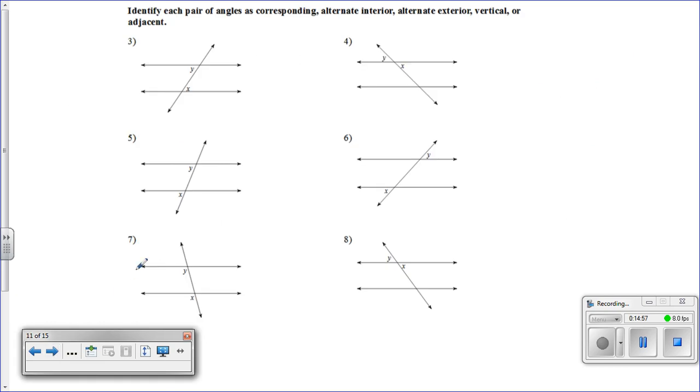Now we're going to name each pair of angles as either corresponding, those are our matching, alternate interior, alternate exterior, vertical, or adjacent.